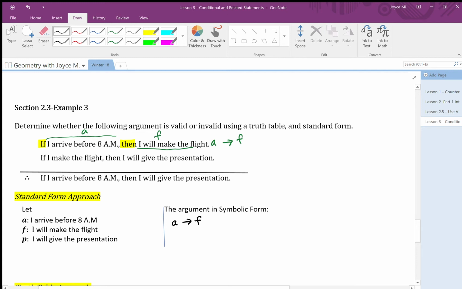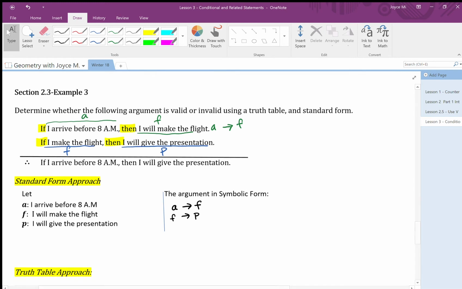If I make the flight, then I will give the presentation. Again, I see that it's if and then, so it's a conditional statement. I make the flight is F. I use F to denote that. I will give the presentation, I use P for that. So this tells me F implies P. So my second piece is F implies P.